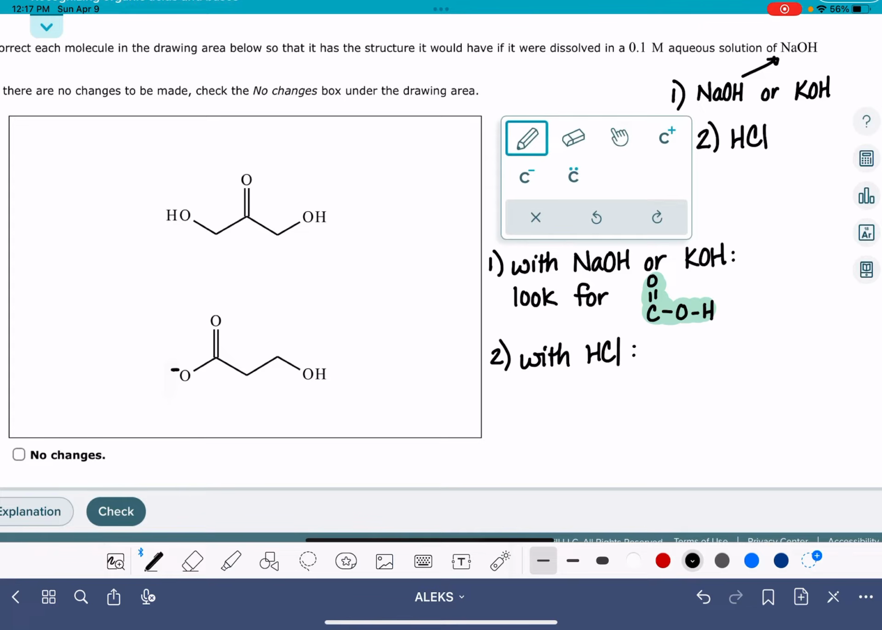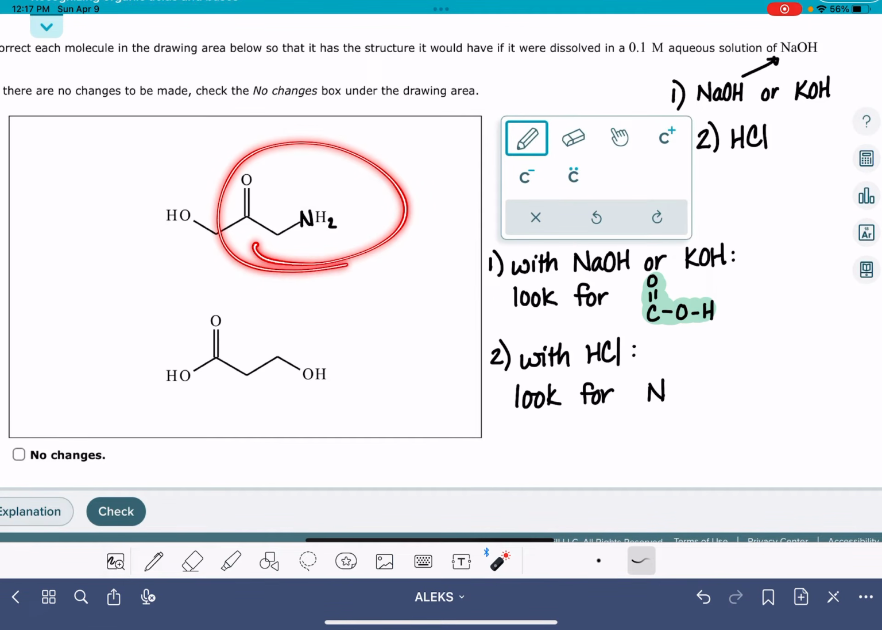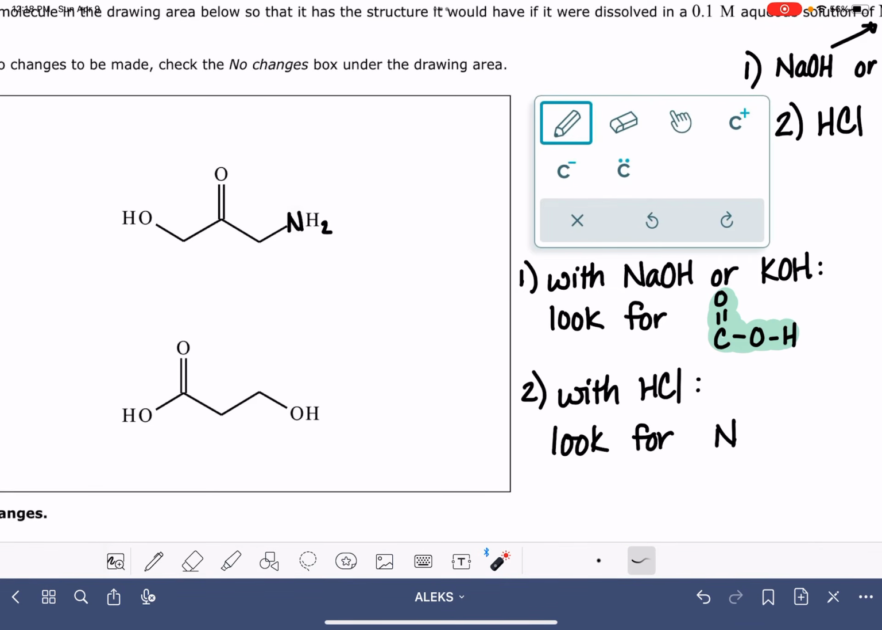If you've been given HCl, you are going to look for an amine, a nitrogen functional group. And what I'm going to do is just modify one of these structures so that it's an amine. I'm just going to turn it into an amine like that. So let's say this is the molecule that we had, and we can see there's a nitrogen there. HCl is going to react with that amine by adding another hydrogen.